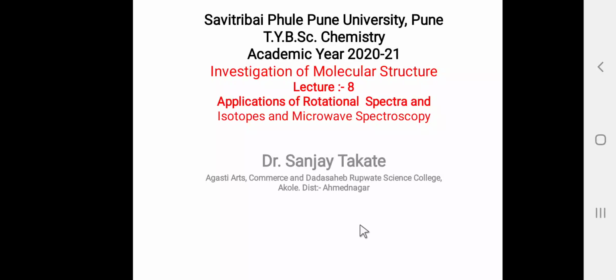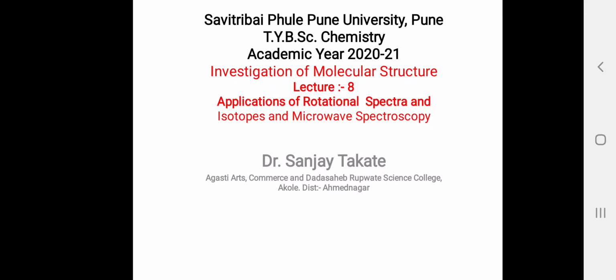In the last lecture of the investigation of molecular structure, that is lecture number 7, we discussed the rotation spectra for the diatomic molecule. Only those molecules which possess a permanent dipole moment are microwave active, that means they give the microwave spectra. All of you know that the microwave spectra is called the rotation spectra.